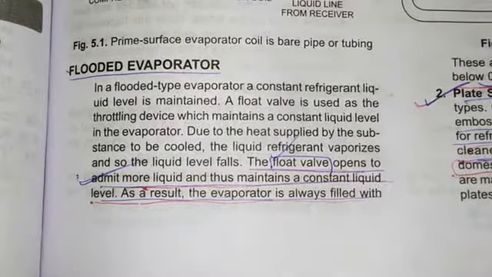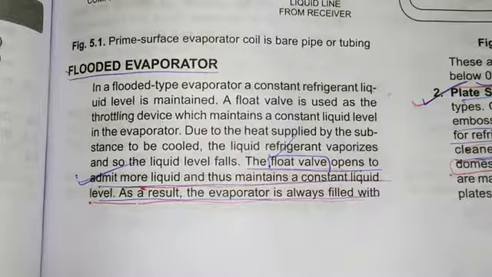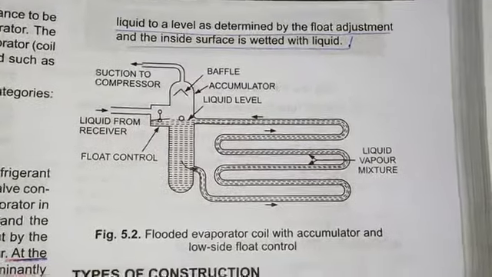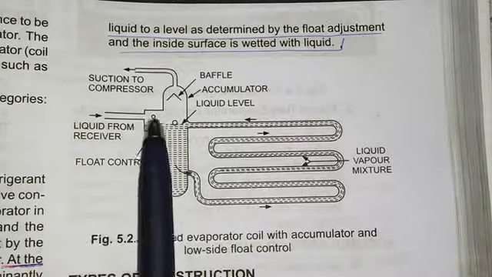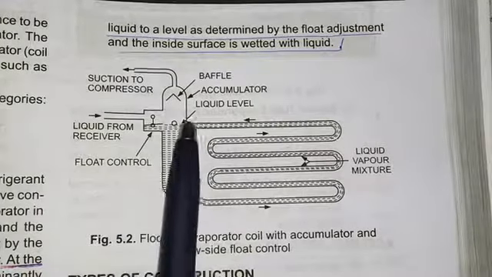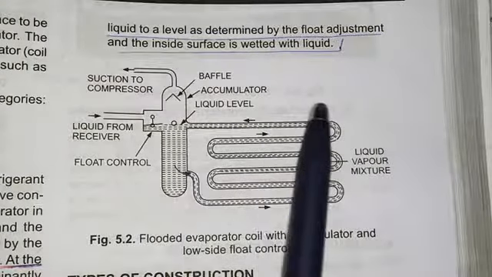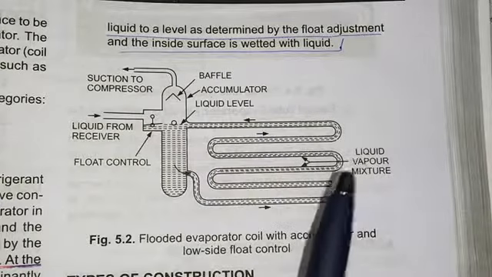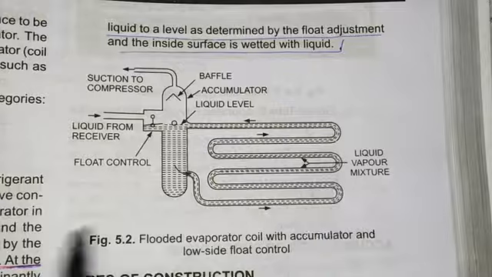Now second is the flooded evaporator. In this type of evaporator, there is a maintenance of constant liquid level in the evaporator. Okay, this is the evaporator, and here we have an accumulator which accumulates the liquid droplets, and this is the liquid level which is maintained constantly, and the liquid is flowing throughout. But there is also a mixture of liquid and vapor.